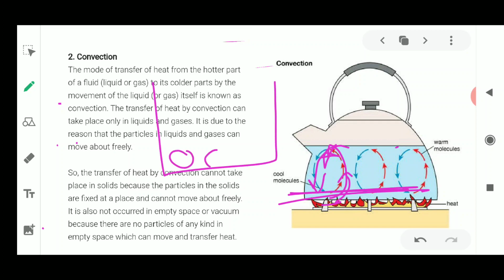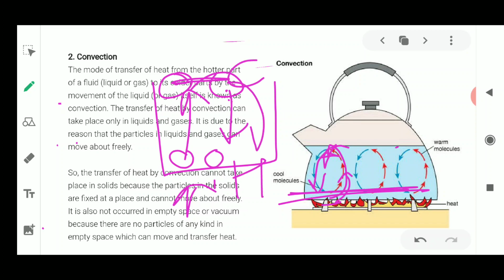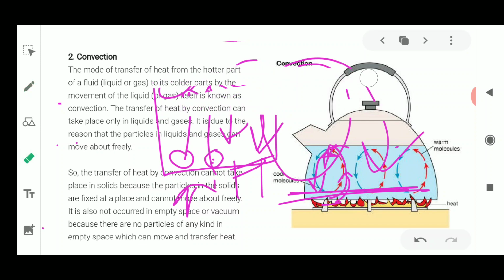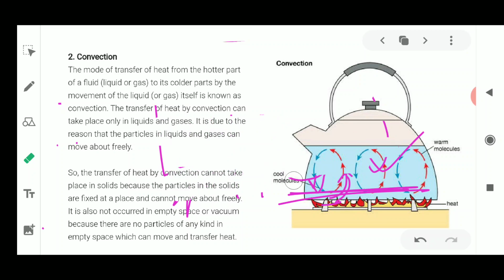So please remember what is happening. The molecules at the base become hot, they become lighter, and they move up. The molecules present at the top are colder compared to the lower region, so they move downwards. These colder particles are heavier than the hot particles, so they move downwards, and again the lower ones become hot and rise up. So there is a continuous current flowing in the liquid. This is how the complete liquid becomes hot, and it is going to boil.